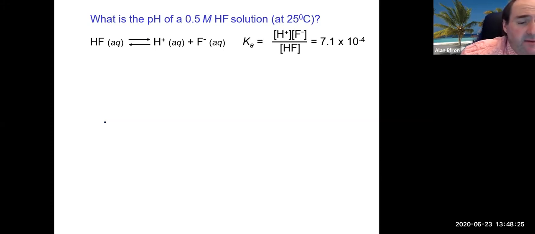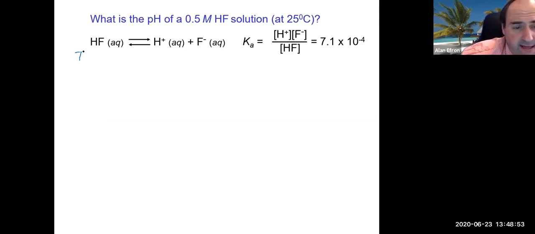Really, the only difference between a Ka problem and a regular equilibrium problem is that at the end of a regular equilibrium problem, we're interested in what everybody's concentration is at equilibrium. Typically, when we do a weak acid problem, we're interested in the H plus concentration because that's going to allow us to get to the pH. So we do it the exact same way. We'll go through this one together and see how we do.